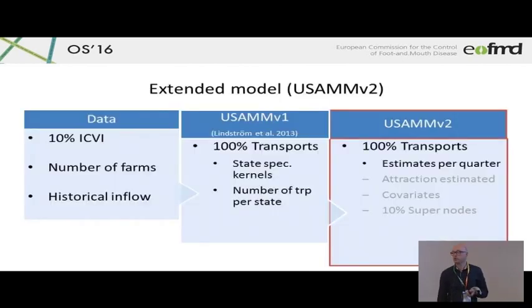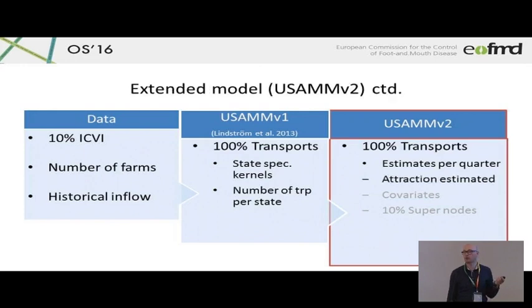So in USAMM version 2, we do our estimations on a quarter-of-a-year basis. And to that, we add 3 different things, and we're going to look at the result after we added each of these things. So in fact, we got 3 different versions of version 2.